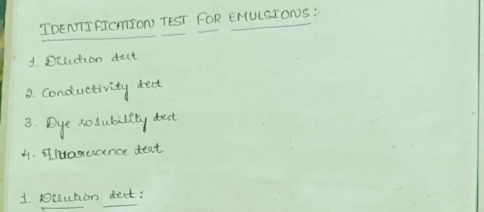Today the topic which we are going to discuss is the continuation of the last video, that is identification tests of the emulsions. Generally there are four tests, that is dilution test, conductivity test, dissolubility test and fluorescence test, used for the identification of emulsion. First one is the dilution test.